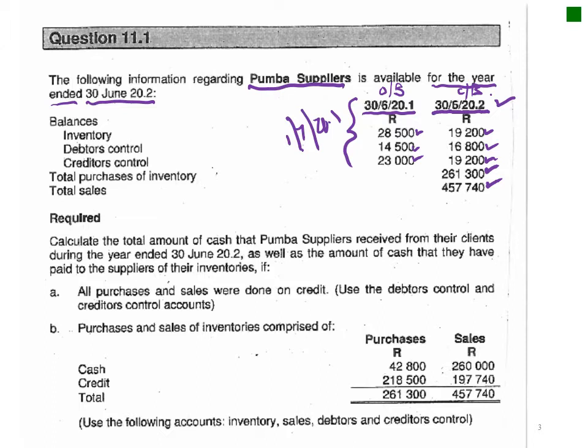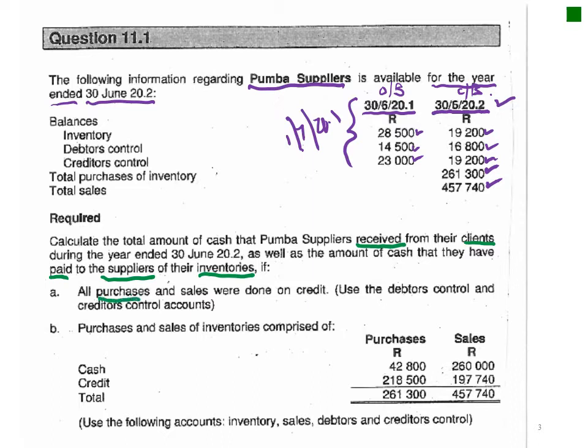What's important to remember is that because there are debtors and creditors, the sales and purchases numbers do not necessarily represent the amount we actually received from customers and the amount we paid to suppliers. So we're going to calculate the total amount of cash that Kumba Suppliers actually received from their clients for the year ended 30th of June 2002, as well as the amount of cash that they paid to their suppliers. Just for their inventories, we're not going to look at other expenses in this question.